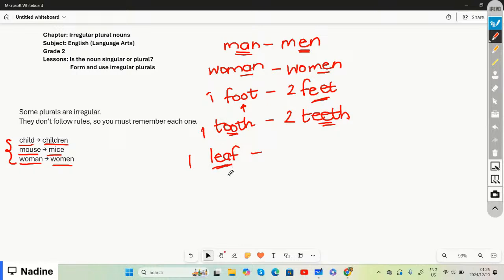So we have one leaf, right? So here we have one leaf that fell from the tree. But now, here we have more than one that fell from the tree. What is more than one? One leaf, but three. Remember, one leaf. But if we want to show that there's more than one leaf, then how are we going to say that word?